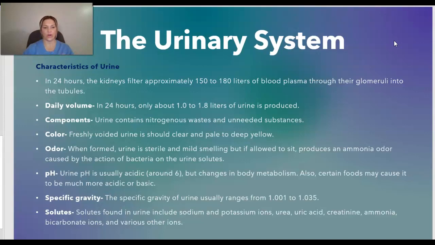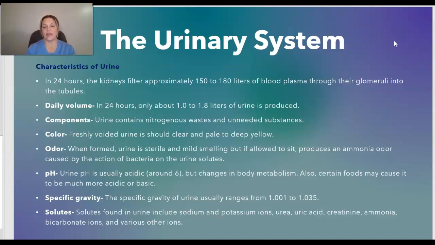When urine is formed, it's mild smelling, but if it is allowed to sit, it produces an ammonia odor, caused by bacteria acting on those urine solutes. The pH of urine is usually acidic, around 6 on this scale, but changes with body metabolism. Certain foods may also cause urine to be much more acidic or more basic.